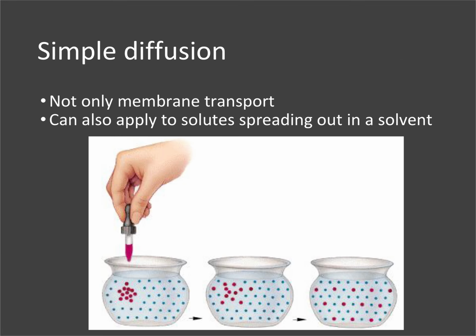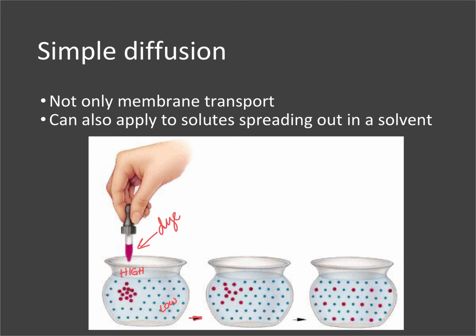As I mentioned on a previous slide, simple diffusion does not have to happen across the cell membrane. It can also refer to solutes just spreading out in a solvent. So in this example here, we have some sort of dye that is being added to a liquid. And the area where this dye is added is a high concentration area. And then you can see over here that there is a low concentration of those dye molecules.